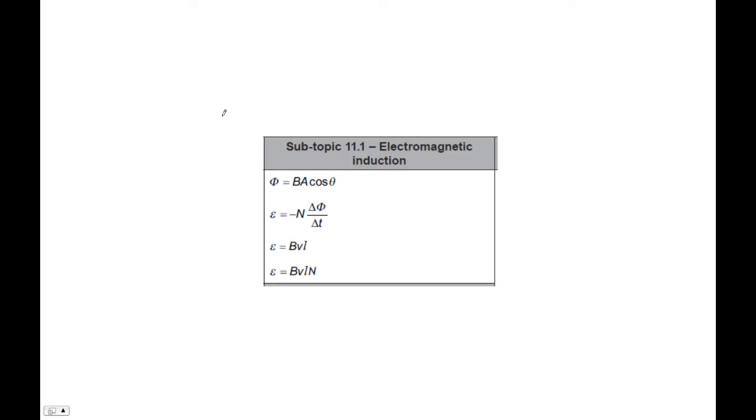Our induction formulas, right? So the flux, this is magnetic flux. Magnetic flux is BA cos theta. So let's just draw a careful picture of this. Here's some area. Remember that area is represented by a vector equal to length times width, but it's perpendicular to this surface.